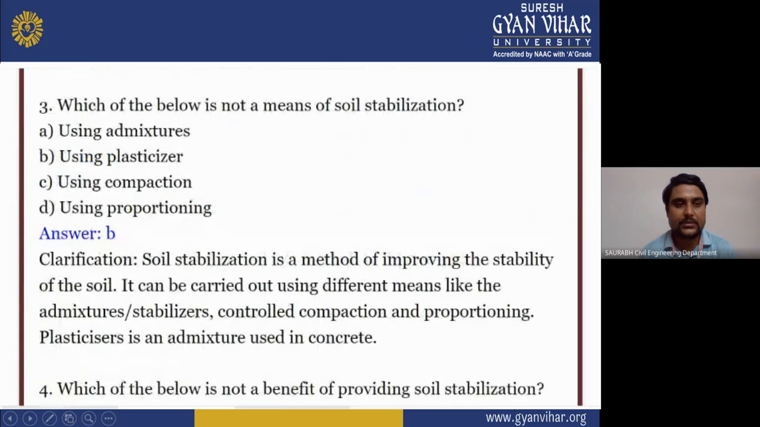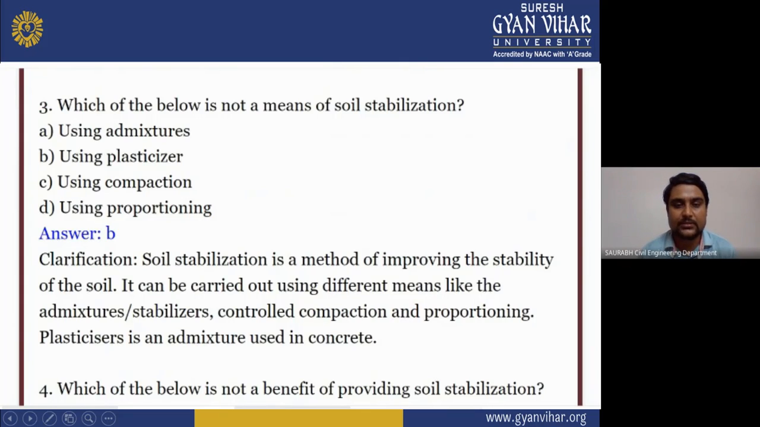Come to the third question. Which of the below is not a means of soil stabilization? Using admixture, using plasticizer, using compaction, using proportioning. Here the right answer is B. As you can see, using plasticizer is not known as soil stabilization.